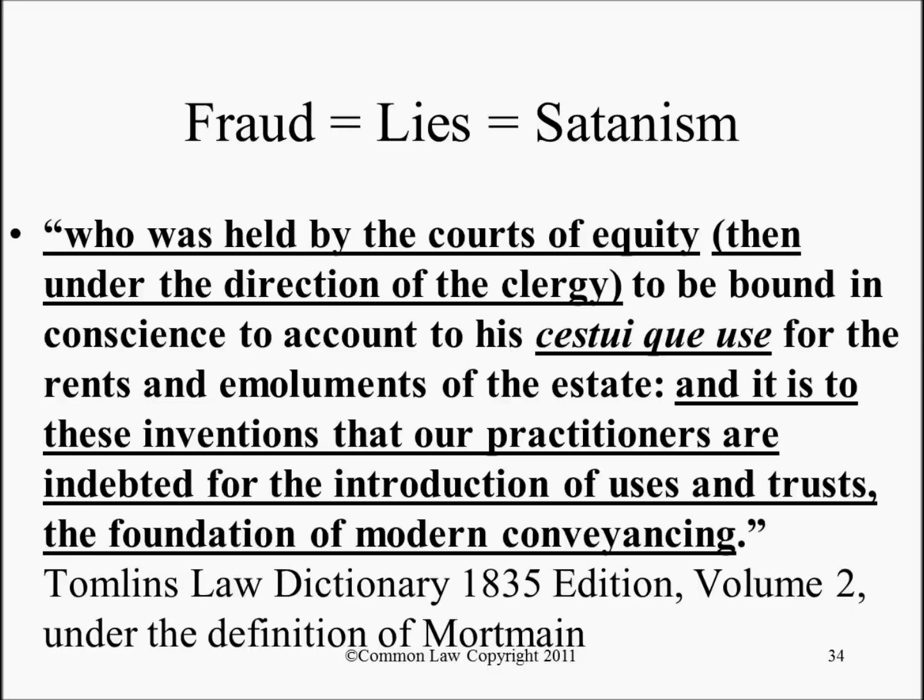This is in 1835, and this is under the definition of Mortmain, by the way. But anyways, they're talking about land conveyancing, okay? And the use of uses and trusts is the foundation of modern conveyancing in 1835. Okay, so that's what they record. This is the fraud that's going on. Okay, when you record your land, the county recorder just converts it to a cestui que trust. That's what they do. That's exactly what they do.